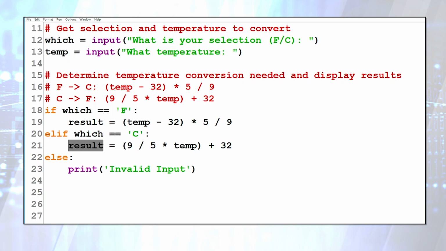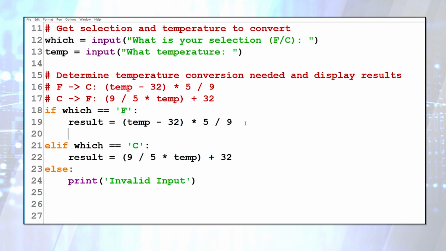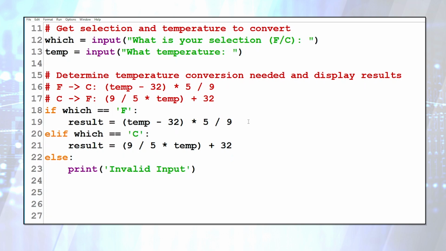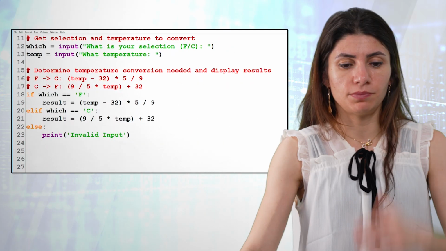Alrighty, so we have that. You can either print the result right away here, or you can wait all the way to the end and print the result that you have. If you're checking for invalid input, that means it is possible that the program passes these two and skips the result.